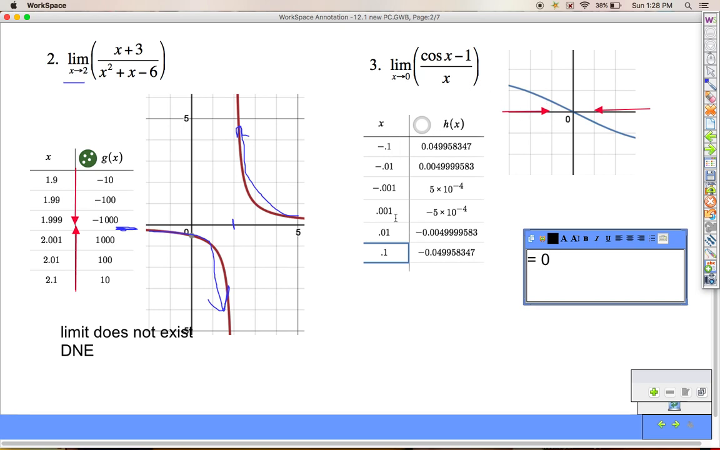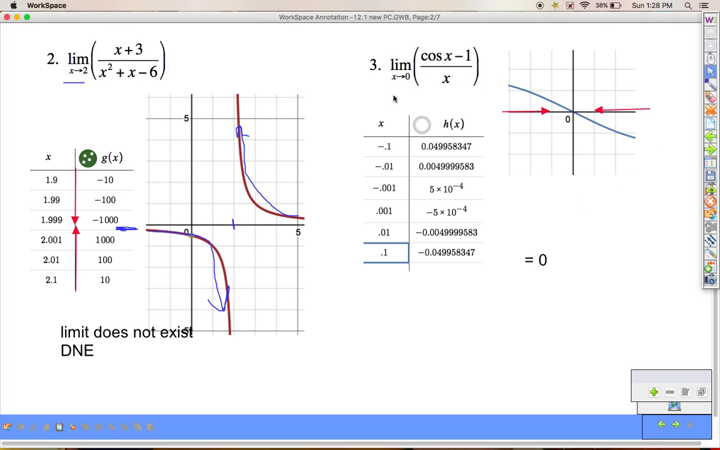But for this one, when I make my table, I can't just plug 0 in because it doesn't work, but from both sides, as I go towards 0, my graph is approaching 0. So I'm going to get closer and closer to 0: negative 0.1, negative 0.01, negative 0.001, 0.1, 0.01, 0.001, keep going. This is almost 0, this is almost 0, and these keep getting closer.